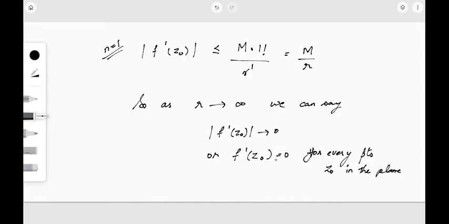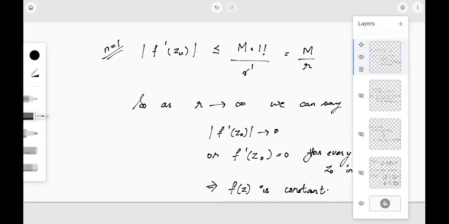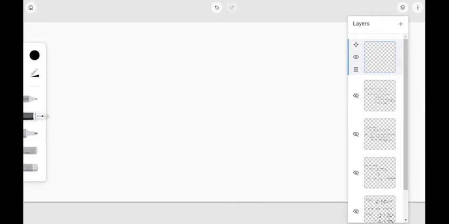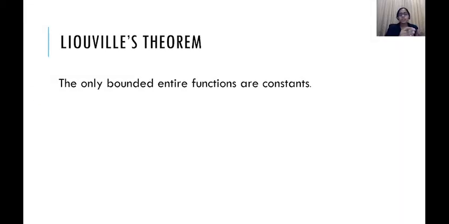Now if the derivative is 0 for every point, what can I say? This implies the function f of z is constant. So the proof of Liouville's theorem is pretty much simple by using our Cauchy's inequality, and the Cauchy's inequality can also be proved in a very simple manner. So this was our Liouville's theorem, that is, the only bounded entire functions are always constants. Now we shall move on to the next theorem that you have to learn.